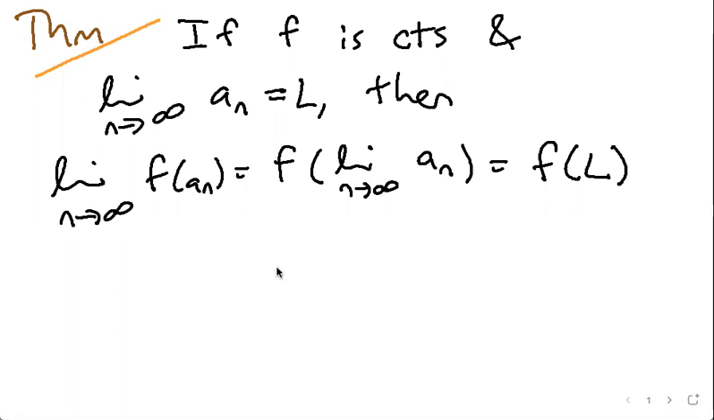So this theorem right here: if f is a continuous function, CTS is my abbreviation for continuous, and the limit as n goes to infinity of a sub n is equal to some limit L, then the limit as n goes to infinity of f of a sub n is f of the limit as n goes to infinity of a sub n itself, as f of L.